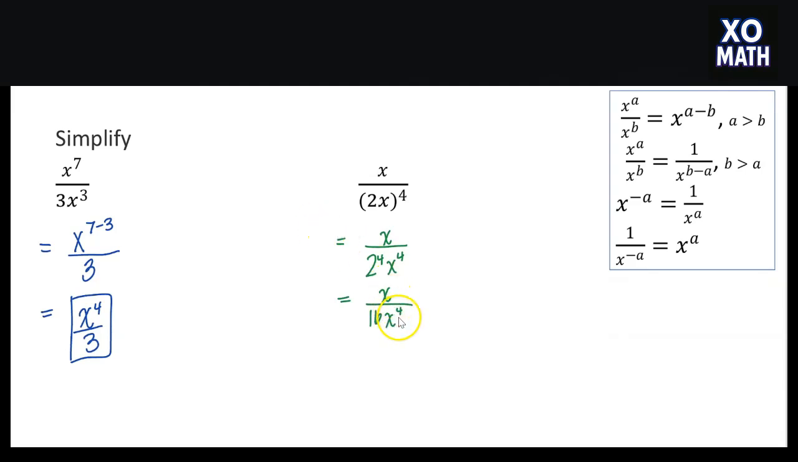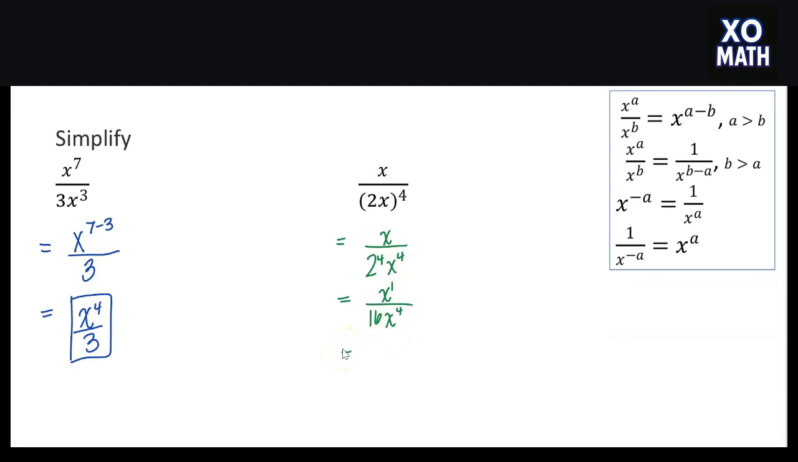Now the exponent on the bottom is bigger than the exponent on the top. So x to the 4th is bigger than x to the 1st. So we're looking at the second property. If b is bigger than a, if the bottom is bigger, then we're going to subtract the smaller exponent from the bigger one. That's the general rule.